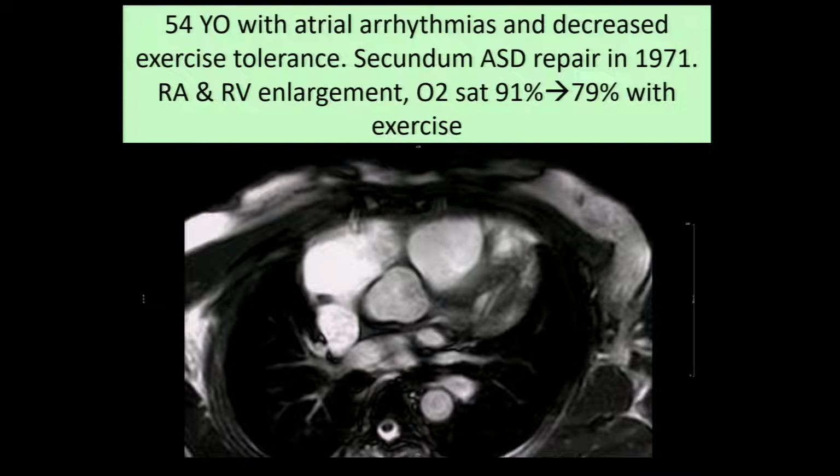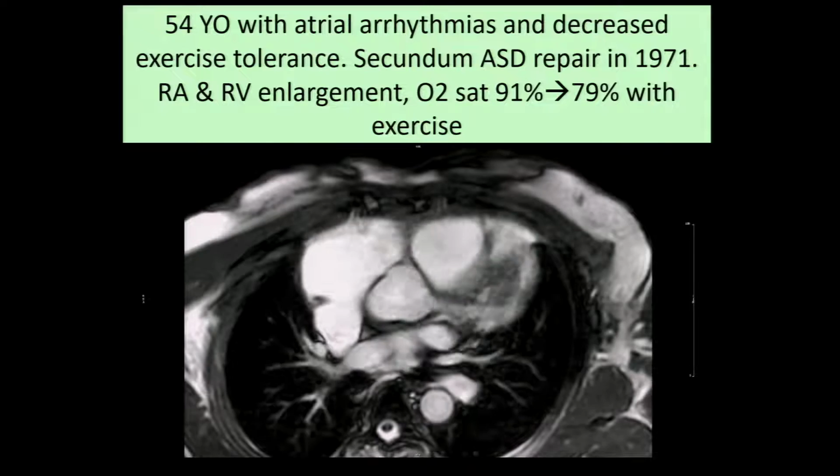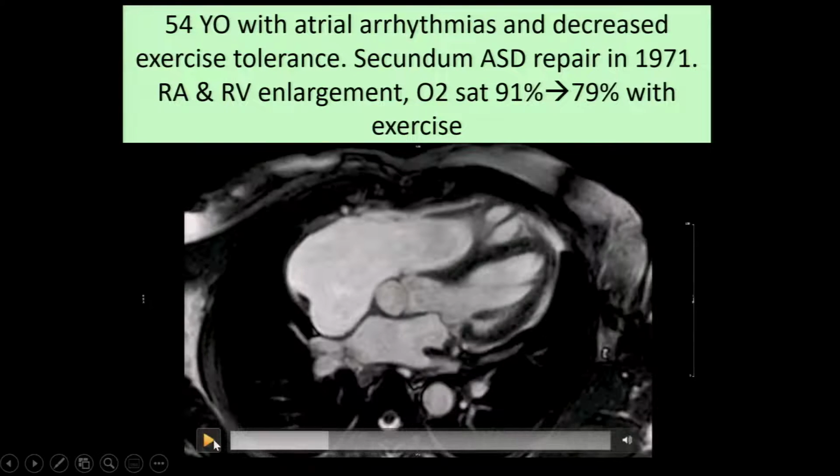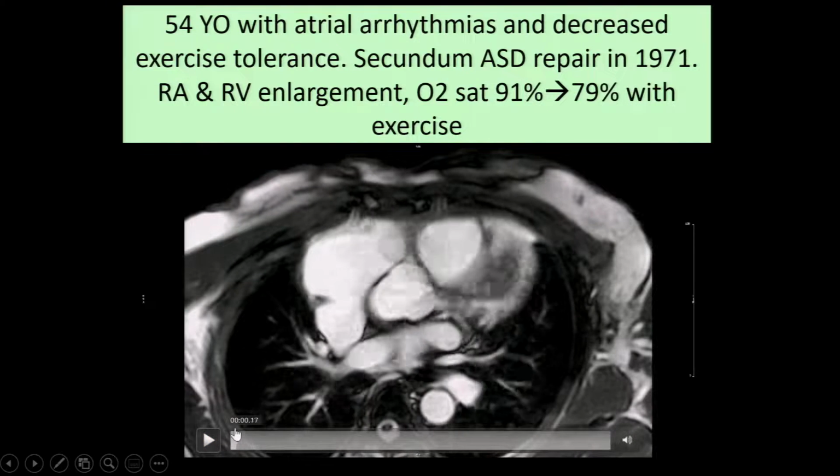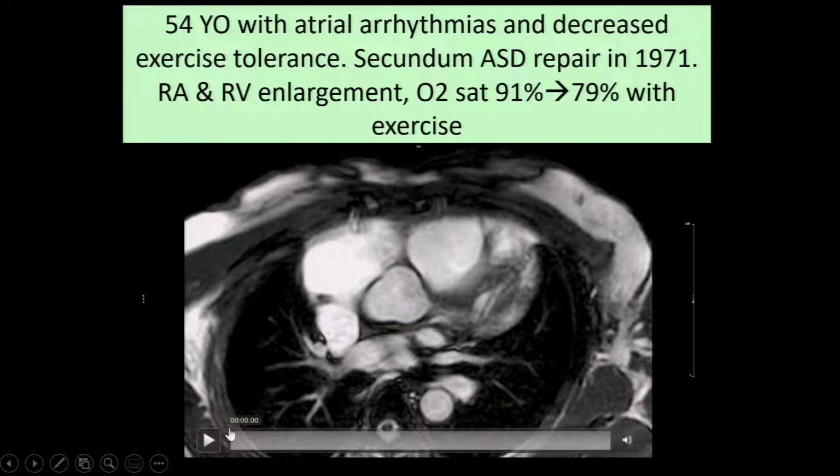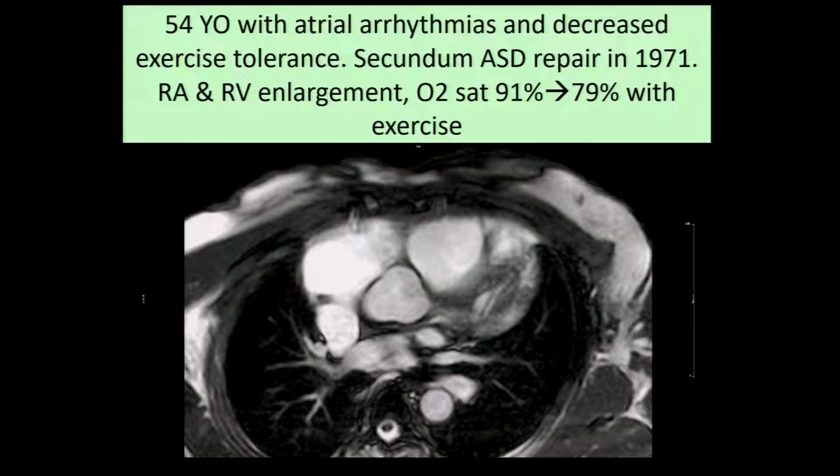So this is another patient, a 54-year-old with atrial arrhythmias again, and decreased exercise capacity, a very active sportsman, who noted that he couldn't keep up with his usual activities. And let me just give you some more history before we play this. So this patient had an ASD repair in the 70s, and on echo was found to have severe RA and RV enlargement. And very interestingly, his O2 saturations dropped with exercise from the 90s to high 70s.